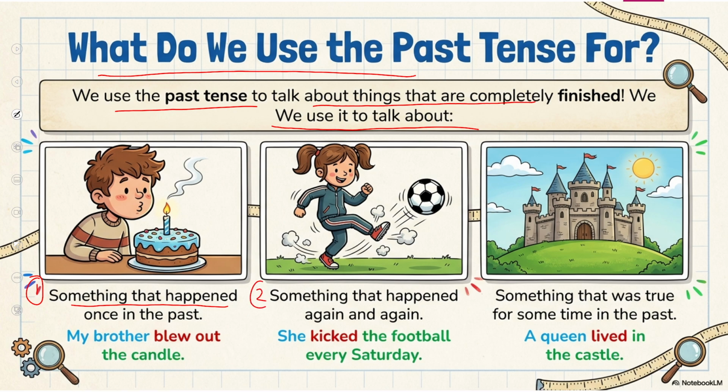Secondly, we use it about something that happened again and again in the past. For example, she kicked the football every Saturday. You can see that every Saturday she kicked the ball and the action is happening again and again in the past. Then thirdly, we have something that was true for some time in the past. A queen lived in the castle.